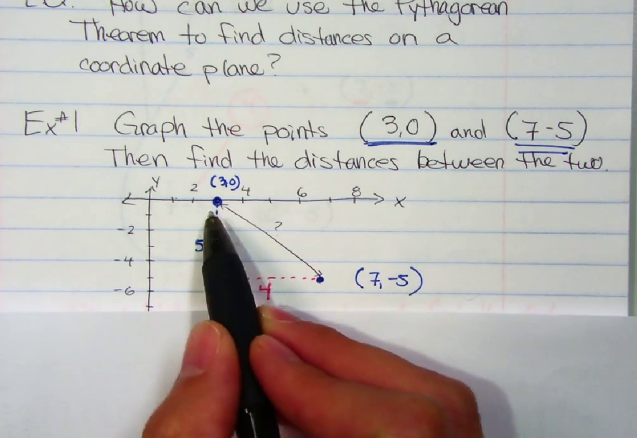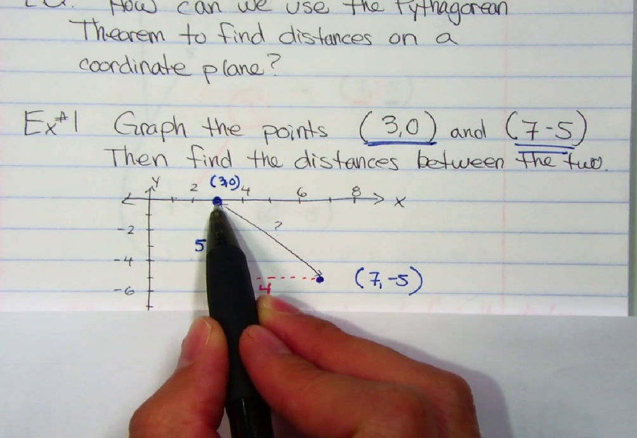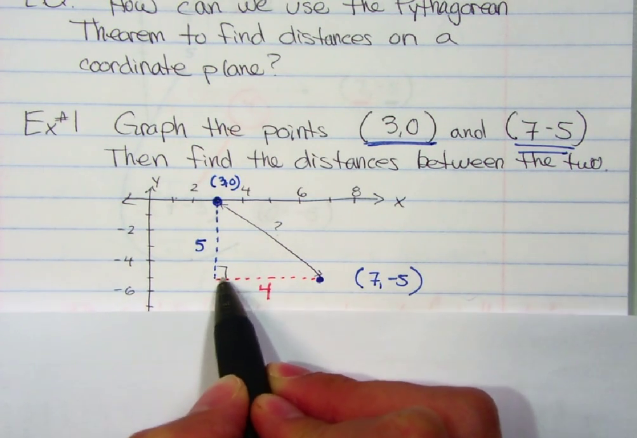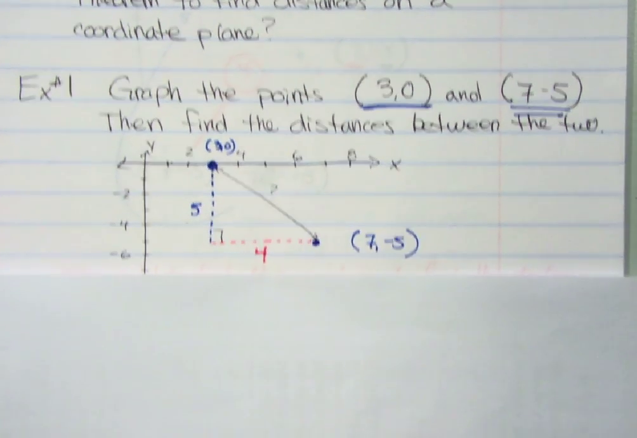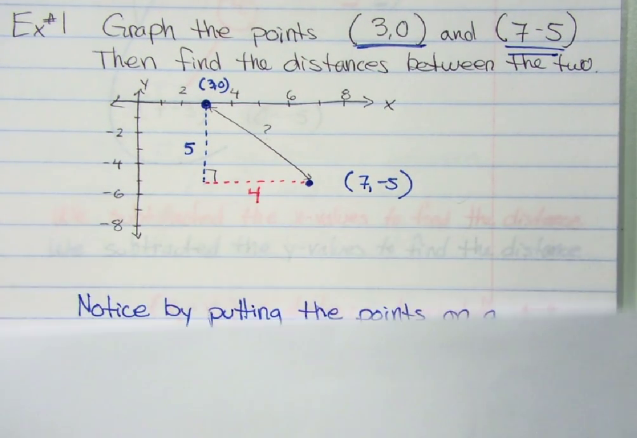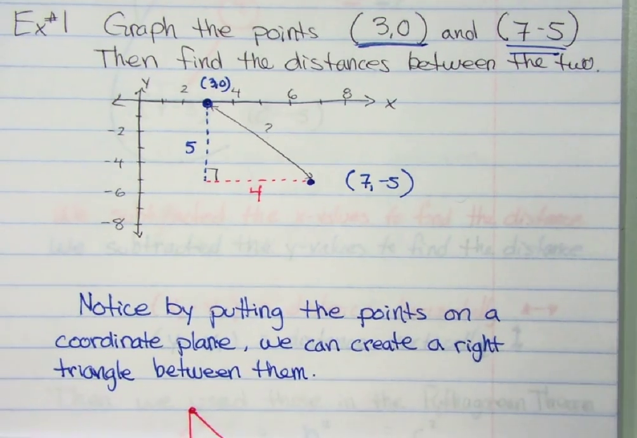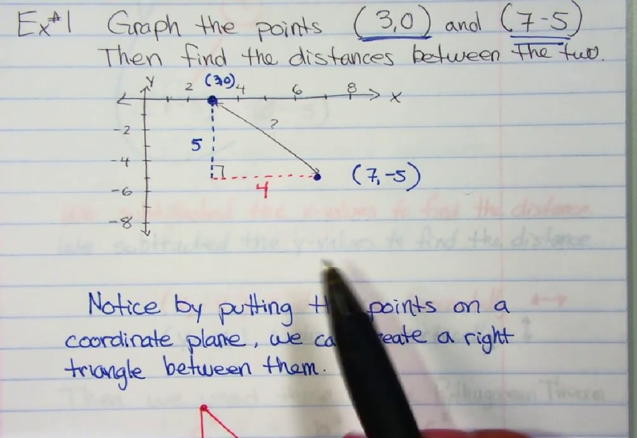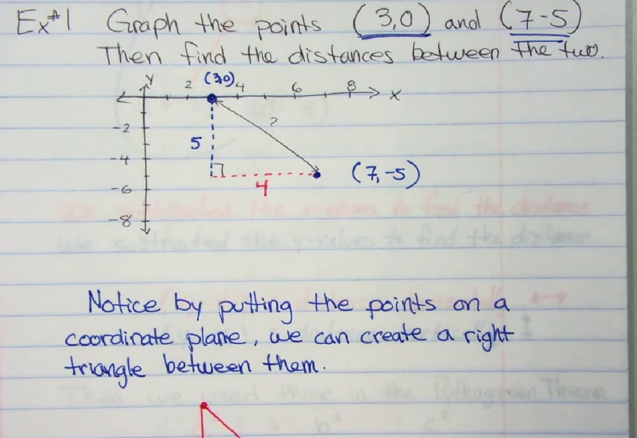Well, this creates a diagonal. What I can do is go straight down and straight across, and I make myself a right angle, a right triangle, as a matter of fact. By putting these points on the plane, I can create this right triangle, and I'm going to redraw this right triangle on the bottom.